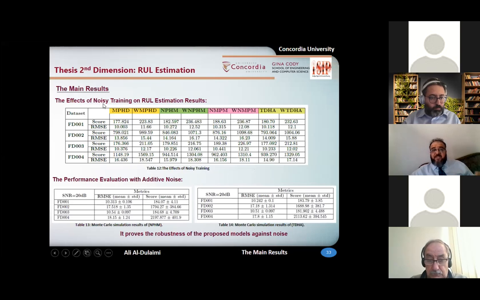Here we studied the effect of the noisy training on all the models. We can see that adopting the noisy training in each one has improved the results for all the proposed models.